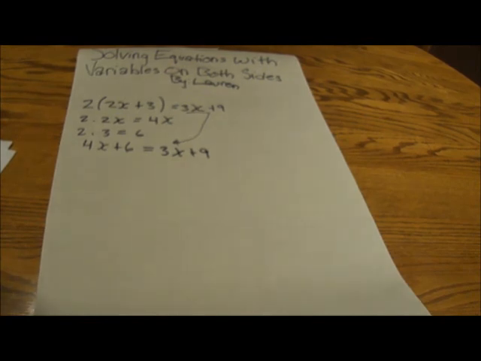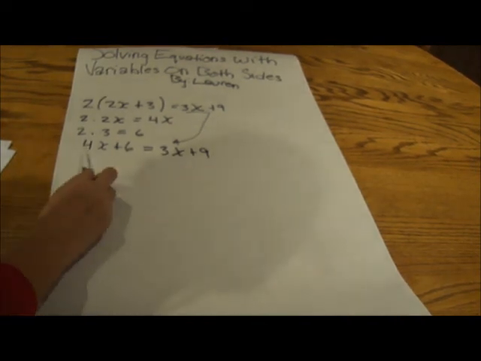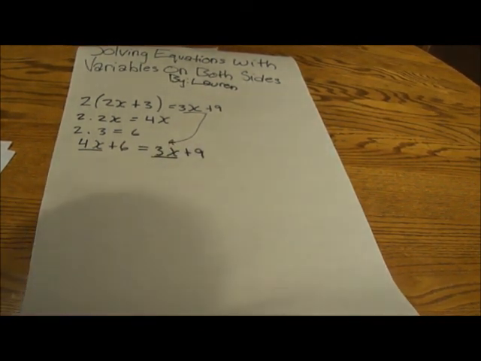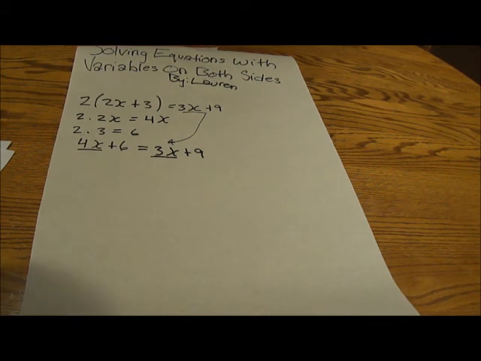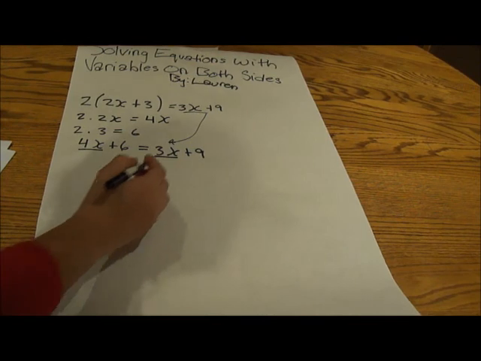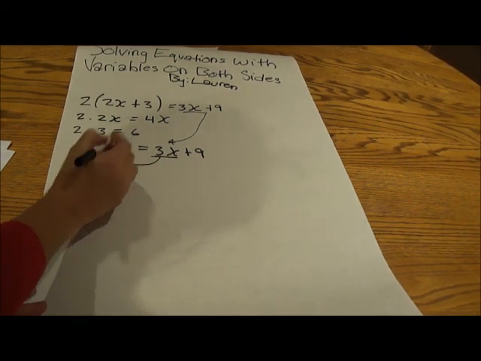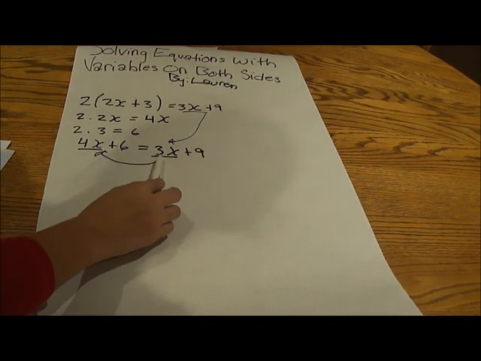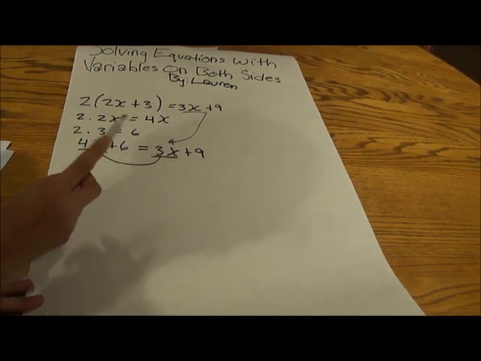Now we've got to use something called like terms, which is where you gather all the numbers that are the same. Since 4x and 3x both have an x after them, they are considered like terms. We will now take these two like terms and put them together with 4x. So we bring 3x over to the 4x. And since they are positive, we have to subtract 3x from 4x.